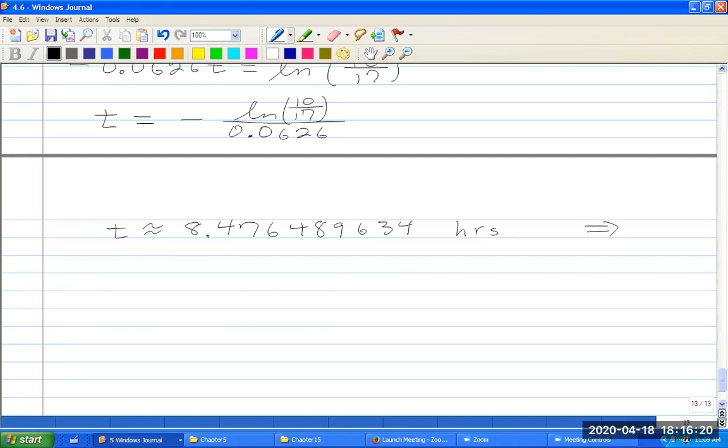So 8:30 is when the body was discovered. So when did the person die? The time of death is found by subtracting that amount from when the body was discovered. So 8:30 a.m. minus 8 hours, so it's at midnight.